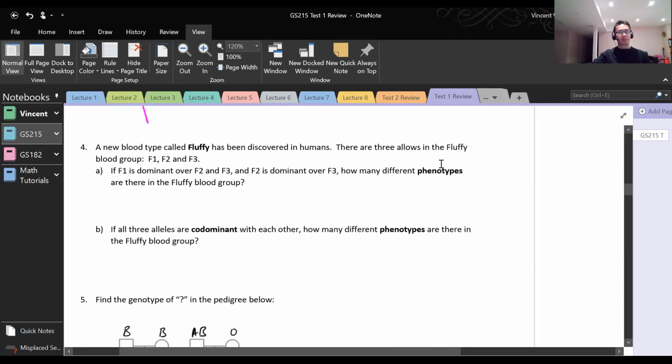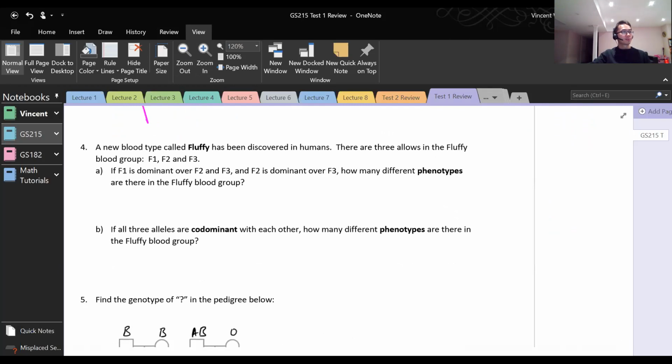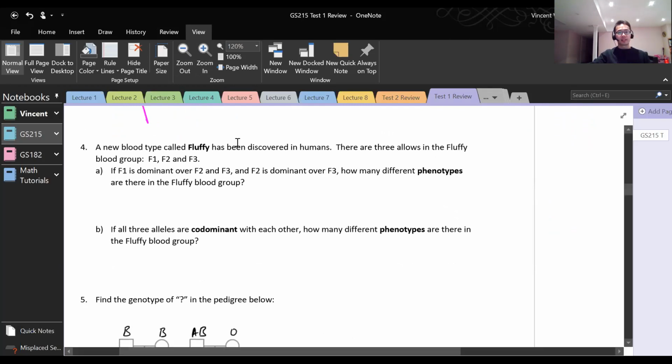Number four. Let's try this one. A new blood type called Fluffy has been discovered in humans. There are 3 alleles, sorry, typo, in the Fluffy blood group: F1, F2, F3. If F1 is dominant over F2 and F3, and F2 is dominant over F3, how many different phenotypes are there in the Fluffy blood group?